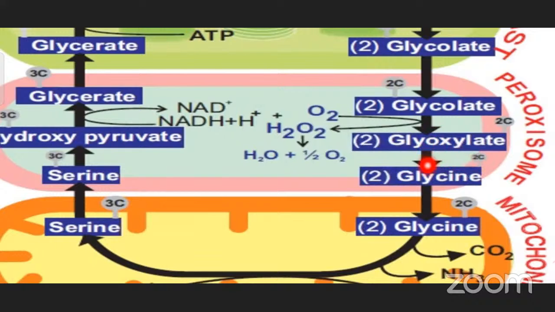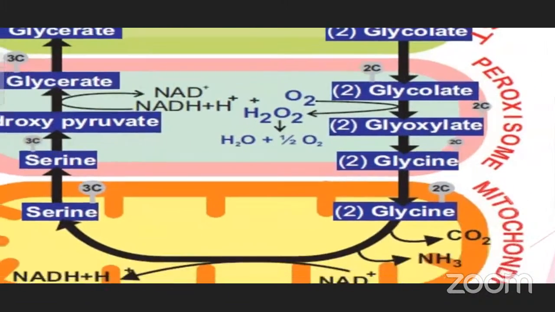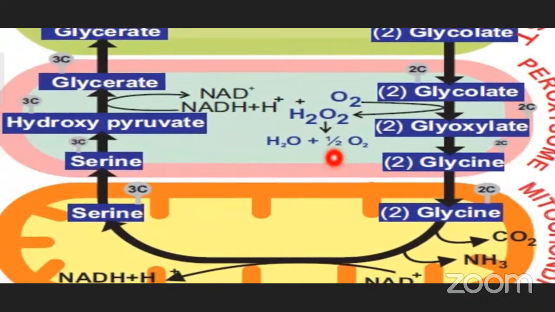Now further this glyoxylate is going to become glycine. How will it become glycine? Here that diagram is not there. An amine group will be present here. The amine group is going to get added to this glyoxylate. At that time it will become glycine. After getting added with the amine group, the glycine, immediately it will move to the next part.